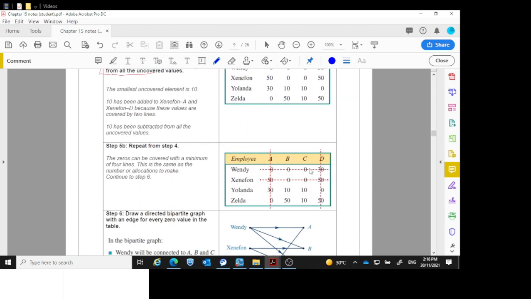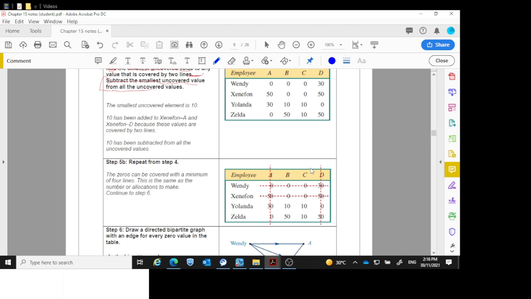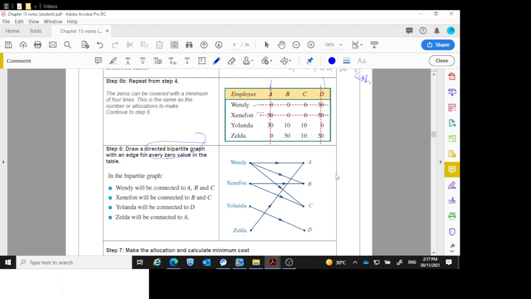Now we do our lines again. How many ways can I cover the 0? Smallest number of lines. And this time I get 4 lines: 1, 2, 3, 4. Because I've got 4 lines, and that equals 4 allocations because I've got 4 people, then I can do my bipartite graph, and it should be directed. So where the zeros are is where the person's going to go. So there's Wendy, Xenophon, Yolanda, Zelda. There we go, all written.